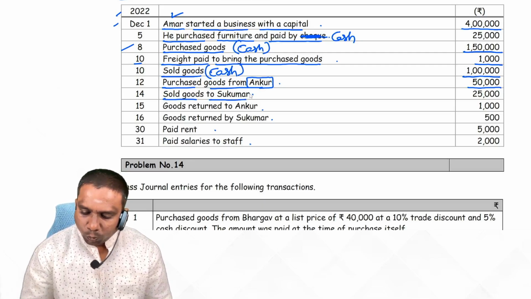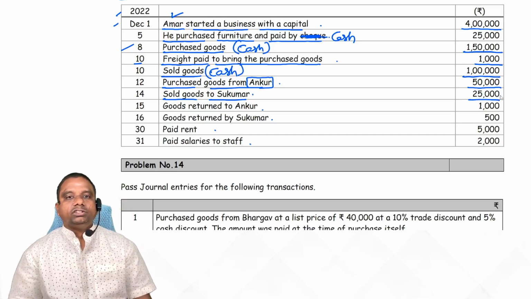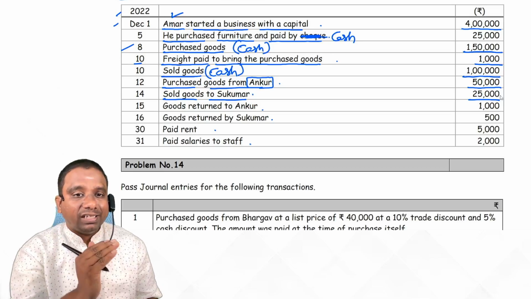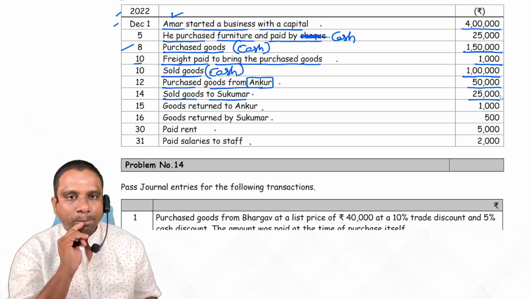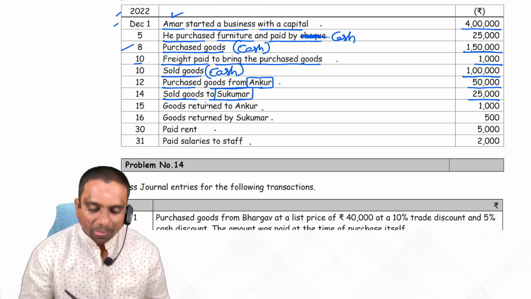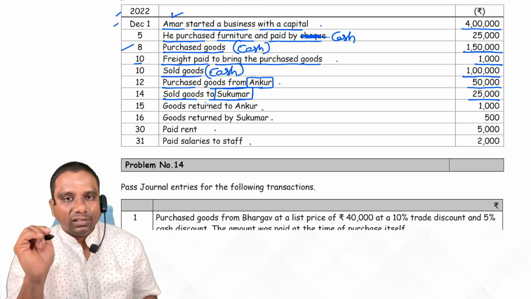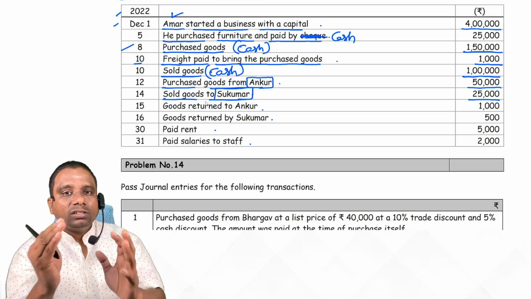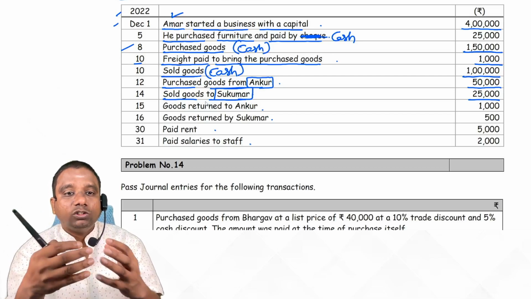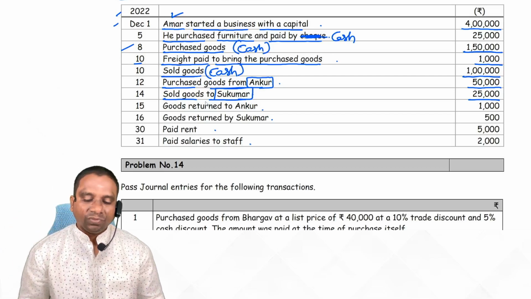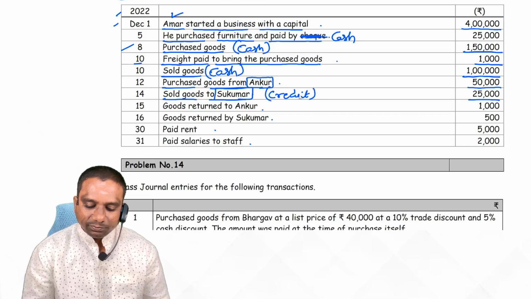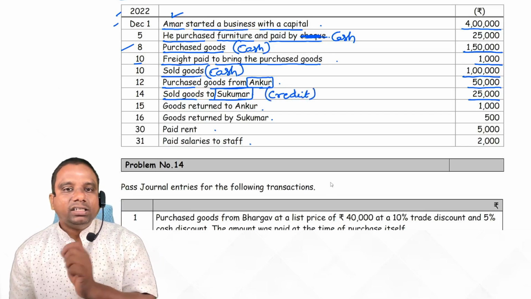Sold goods to Sukumar 25,000. Here also try to understand whether it is a cash transaction or credit transaction. We sold goods to Sukumar. Sukumar is our customer or debtor. And they did not mention whether this customer paid cash or not. So in this case, we have to assume this is a credit transaction.